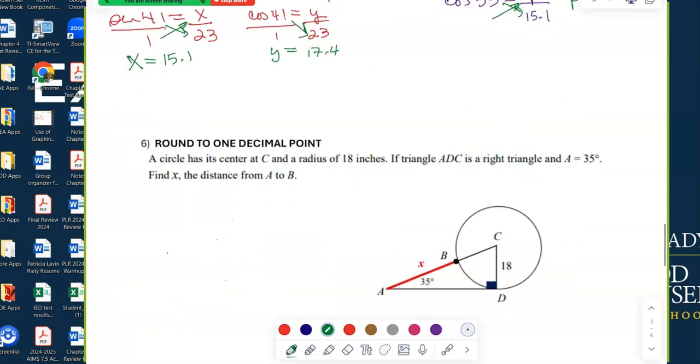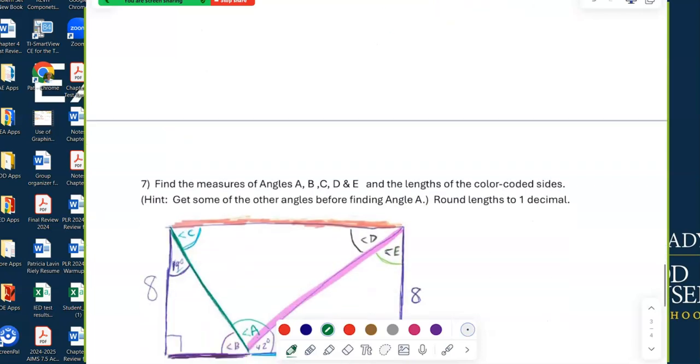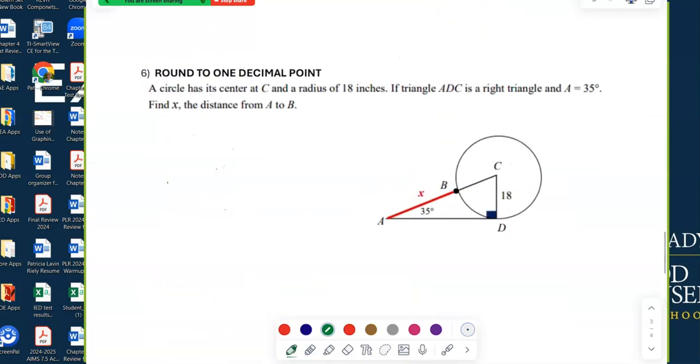Okay, so let's go back and see what we have left. We've got two more problems. This one says a circle has its center at C, so that's right here, and a radius of 18 inches. So this is 18, and I also know that from here to here is 18.